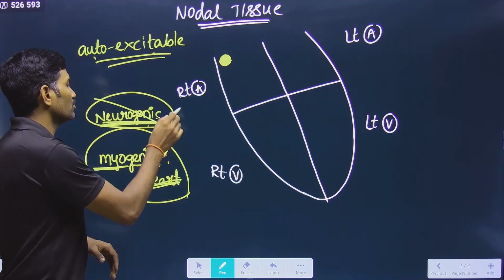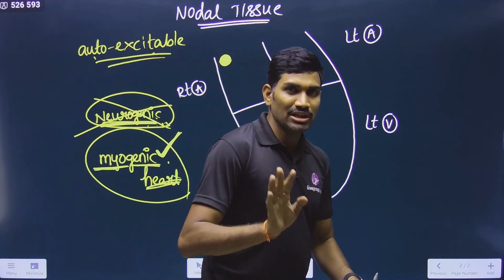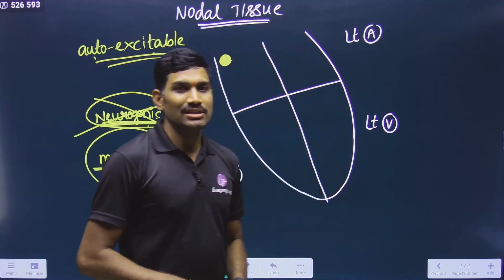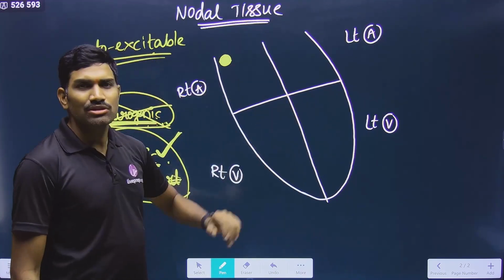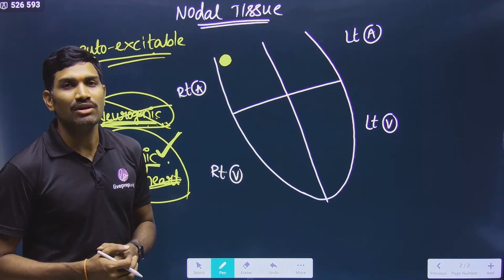It is not neurogenic. Now you need to understand this, though I will not explain it here. At the end of the chapter, they have given the regulation, and there you will study that the brain can also control the activities of the heart, and even some hormones are able to control the activities of the heart.